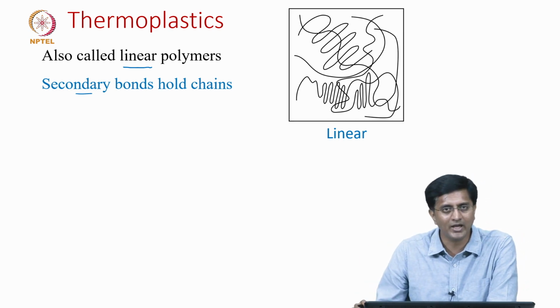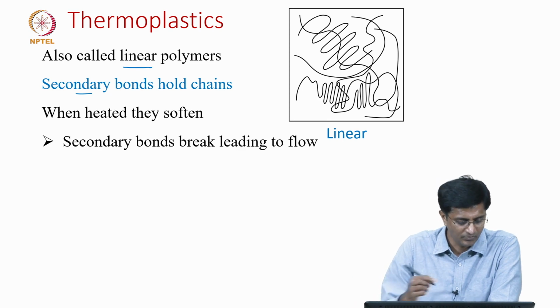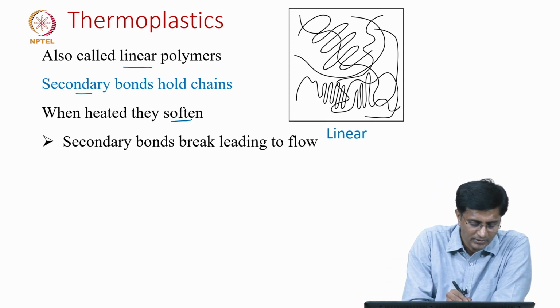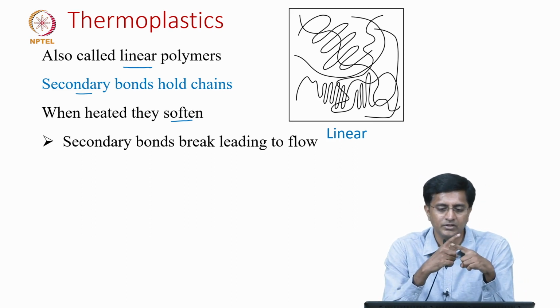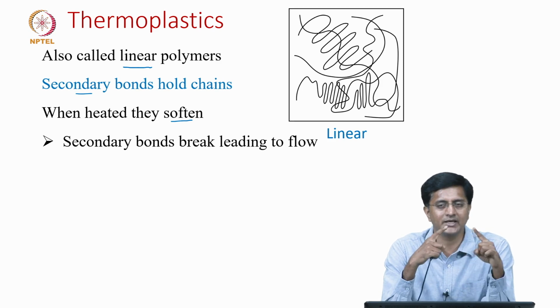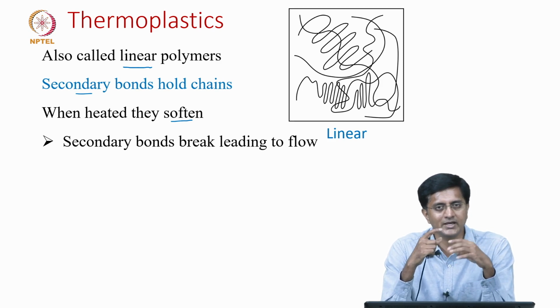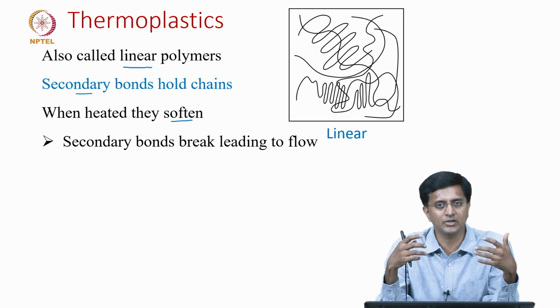But now let us see what happens when we heat these polymers. When we heat, they soften. The reason why they soften is because these secondary bonds are weak. So, when we heat, they are melted. Once the bond is melted or gone, these polymer chains are free to slide against each other, which means that the polymer is becoming softer.